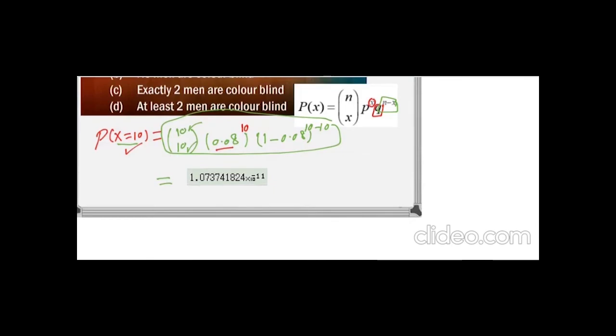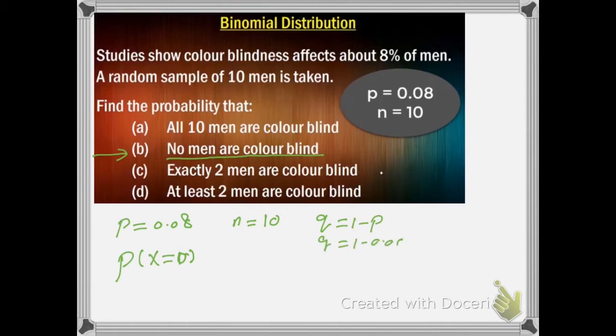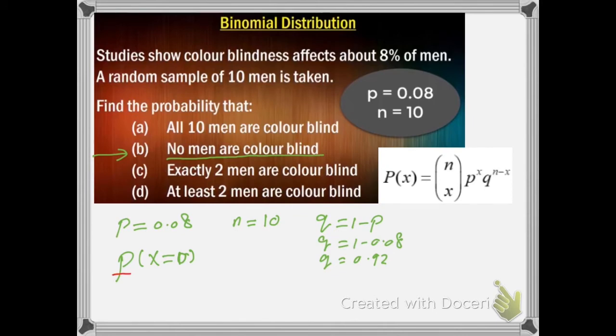In requirement 2, I want to compute the probability that no men are color blind. That means I want to compute the probability x equals 0. Again, remember our probability of success was 0.08, and in our sample just 10 men, and as you know q equals 1 minus p. That means q equals 1 minus 0.08. Then q equals 0.92.